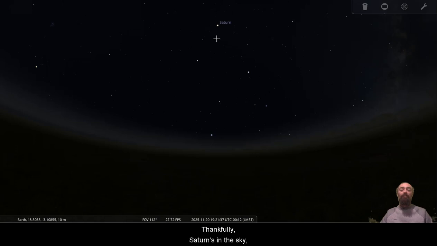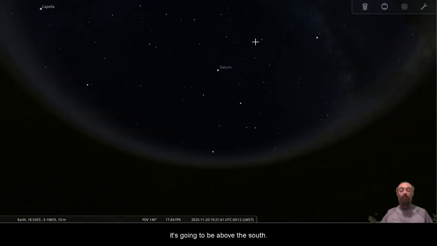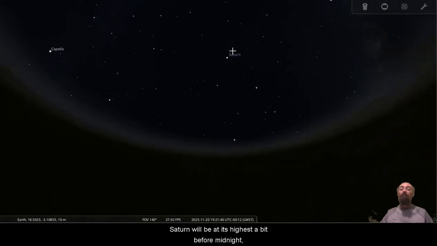Yeah, thankfully Saturn's in the sky, and I know that when Saturn's at its highest, it's going to be above the south. Saturn will be at its highest a bit before midnight, so there is a good chance that we're looking pretty much south here.